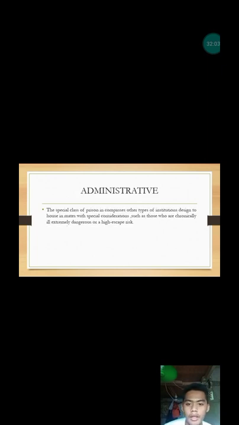Administrative. This special class of prison encompasses other types of institutions designed to house inmates with special considerations, such as those who are chronically ill, extremely dangerous, or a high escape risk. So administrative prisons are institutions designed to house inmates with special considerations, such as those who are chronically ill or a high escape risk.